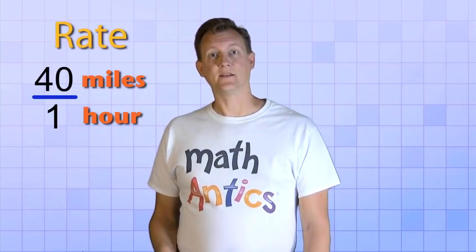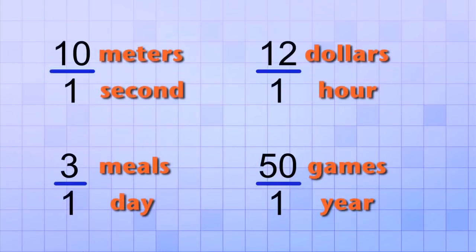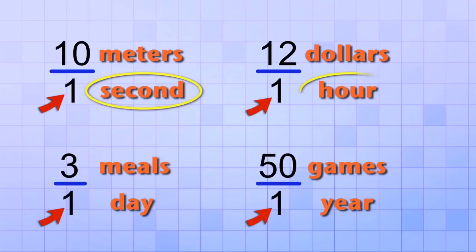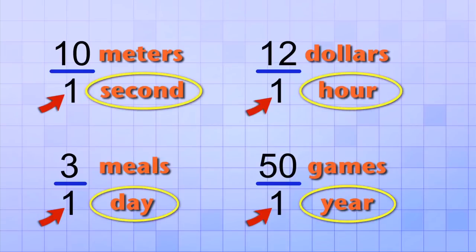40 miles per 1 hour is a type of ratio that we call a rate. A rate is just a ratio that usually involves a period of time. Here are some common examples of rates. 10 meters per second, $12 per hour, 3 meals per day, 50 games per year. Notice that the bottom numbers in each of these ratios relate to a period of time. Seconds, hours, days, years. And that's why we call them a rate.